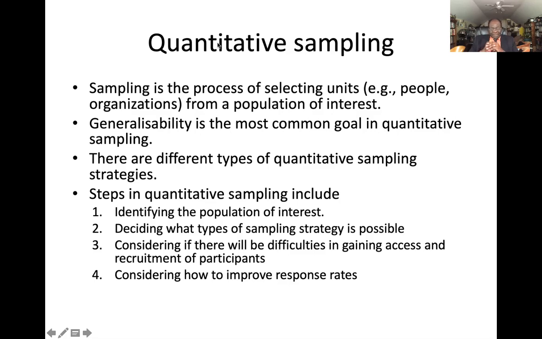Consider if there will be difficulties in gaining access and recruitment of participants. Again, you have to make sure that you contact the right people to help you with your study, because you cannot just go to a place and say, I want to study your people. There's a process. You either contact some administrator or some faculty member, explain your study, and see if he or she is interested to help you administer your study to his or her students or other people within that school.